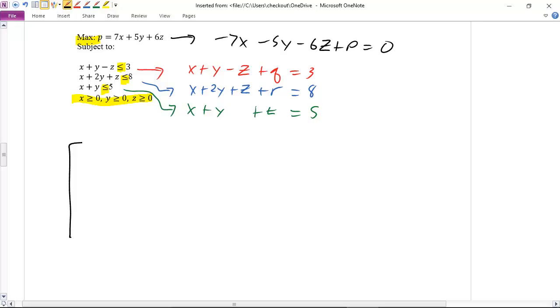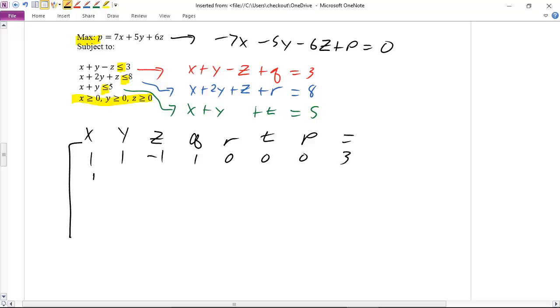So now let's start subbing things in. So I'm going to have what variables? X, Y, Z, Q, R, T, P, equal sign. So notice I like to label them at the top of my matrix so I don't lose track of what stands for what. Okay, so now my red constraint would be 1, 1, negative 1, 1, 0, 0, 0, 3.